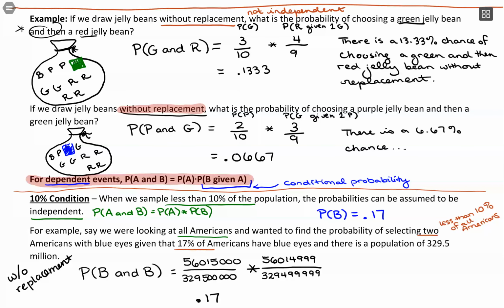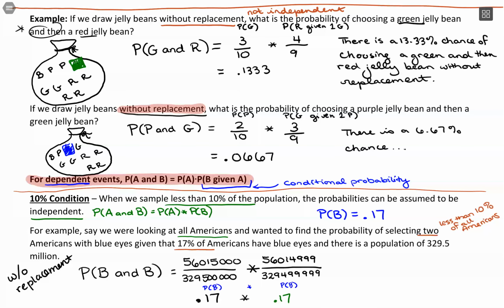But even though it's the correct way to go about it, what you'll notice if you plugged in this second number into your calculator, as messy as it is, you'll get like 0.169999999. Essentially, it would round to 0.17, which basically means we just use the rule for independent events. It really is just this probability of blue eyes times probability of blue eyes.